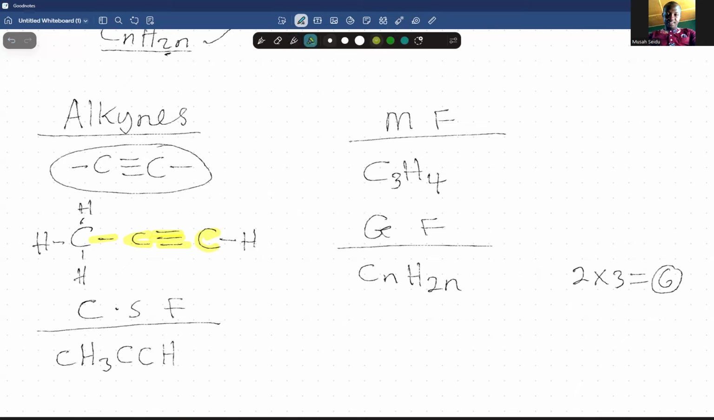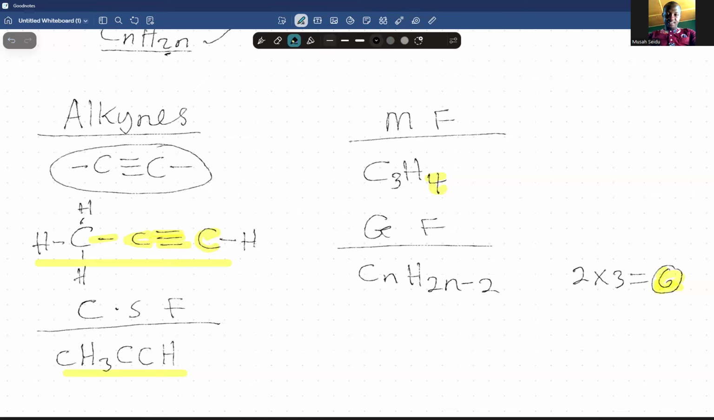So now this 6, compare it with whatever you have. You can compare it with the number of H, either here, or here, or here. So in all cases, the number of H is 4. So if it is 4, ask yourself, what do I do to 6 to get 4? I hope you all agree with me that we have to subtract 2 to get the 4. So this is the general formula of alkynes.